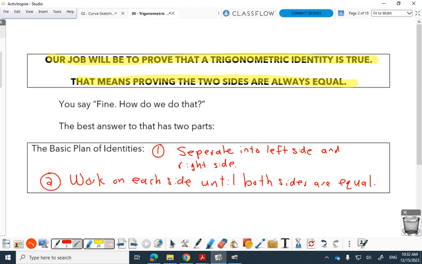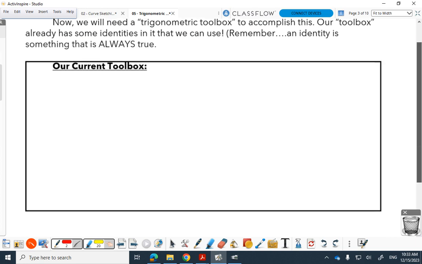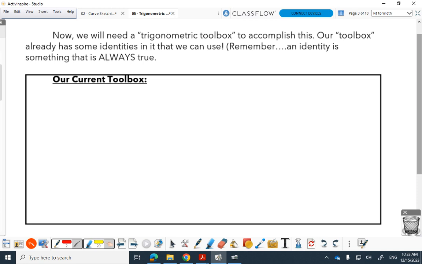There's the basic plan you go to. I don't even know how to start identities. Go back and reread this and go, okay, the basic plan is separate to left side, right side, and then work on each side. Now, we will need a trigonometric toolbox to accomplish this. I put it in quotes because right now you don't know what I'm talking about. And advanced functions people, you'll literally be given a toolbox. But I'm going to build a toolbox for you.